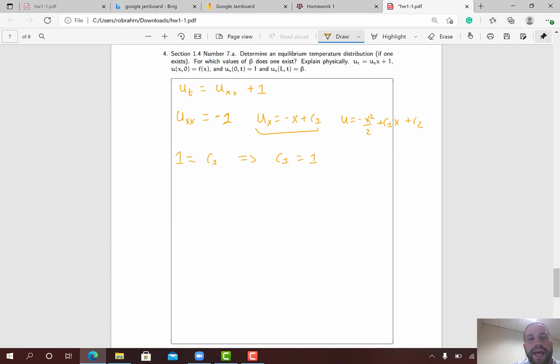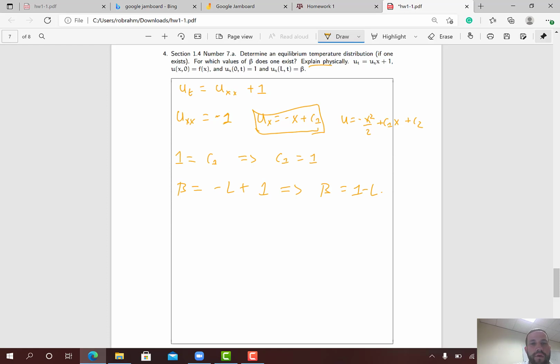Okay, similarly at L, if I plug in L to the derivative, I should get beta. So beta is going to be equal to minus L plus C1, but I know C1 is equal to 1, and so this is only going to work out if beta is equal to 1 minus L. Okay, so we know there's only going to be an equilibrium temperature distribution if beta is equal to 1 minus L. If beta is not equal to 1 minus L, the fact that there's a source of thermal energy means there's not going to be an equilibrium temperature distribution. And we'll talk about more. We'll do the explain physically part after we get a little more information.